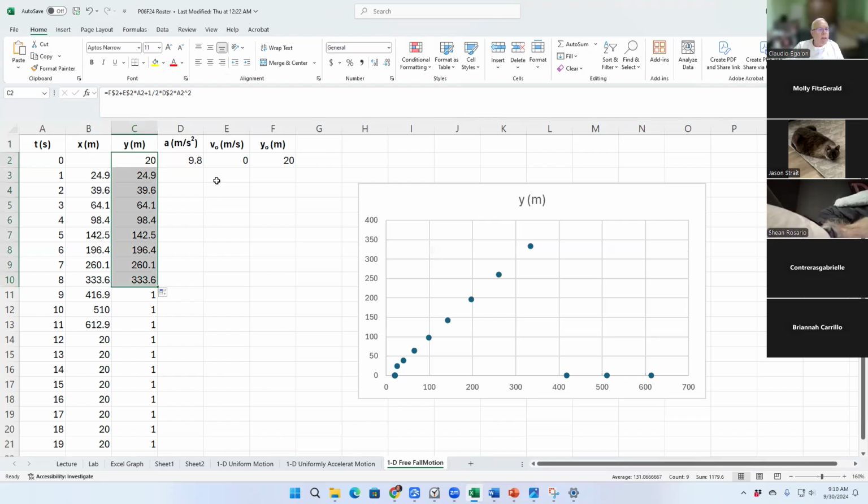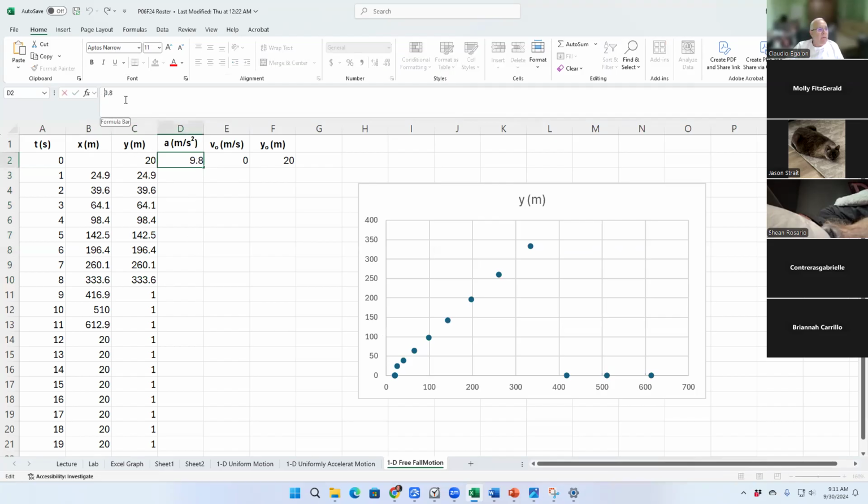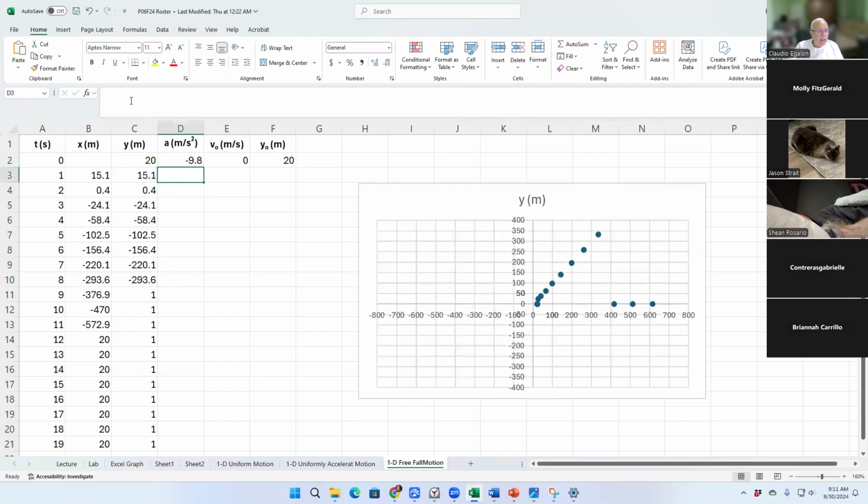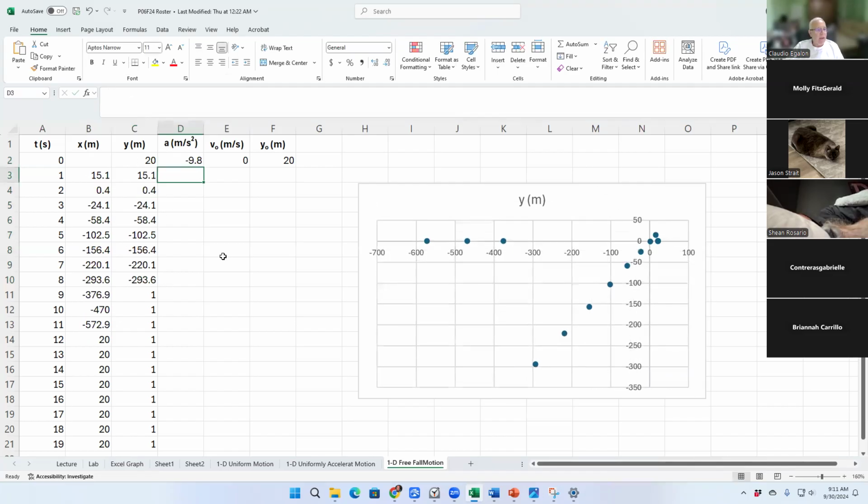Let's see. Oh, I made a mistake here, right? The mistake is that I have to put a negative sign. So you're releasing from the top of a building, so the acceleration is going to be downwards. And I'm going to do more. I'm going to do every 0.2 seconds, okay? So I can have enough data points here. I have to do more here too.